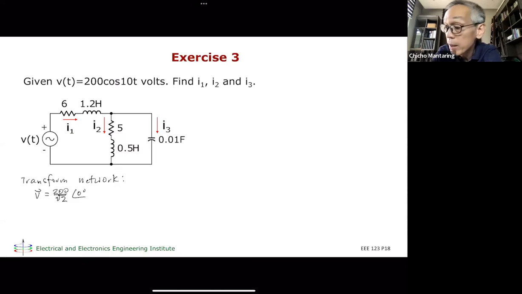Let's call this Z1. Z1 is just going to be 6 plus j12, because this is omega. This is omega. So omega L is going to be equal to 12. So Z1 is 6 plus j12. Okay. Now let me call this Z2. This one is Z2.